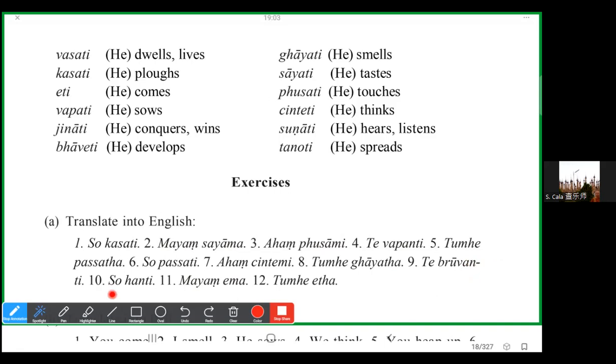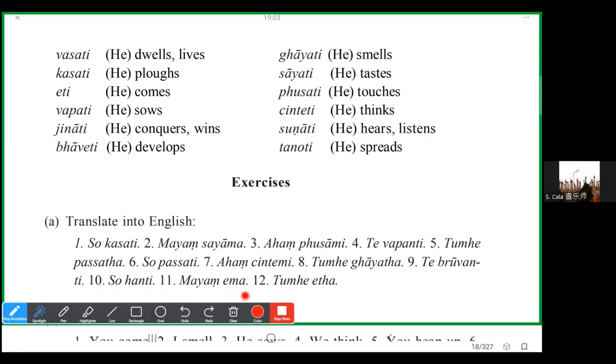Okay. Number 10. So hanti. Who is so? He. Yes, so is he. Hanti should be hitting or hit or kill. I can't remember. Kill or hurt. All right. Okay, thanks. Sorry. No problem. Memory can't remember too long. Okay. Next person.